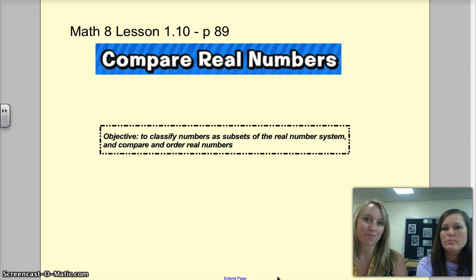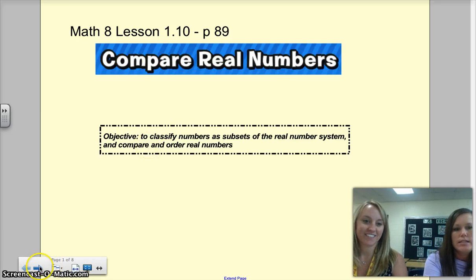You should open up your books to page 89. We're going to compare and order real numbers, and we're going to talk about the real number system. Perfect, let us get going.